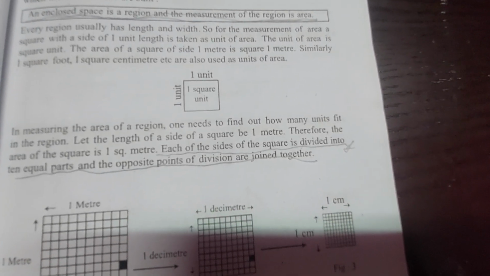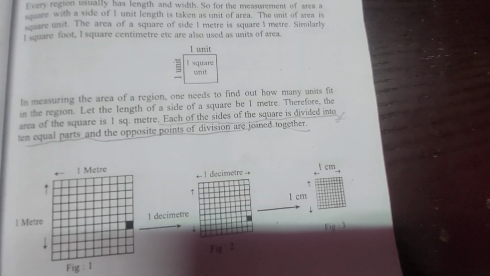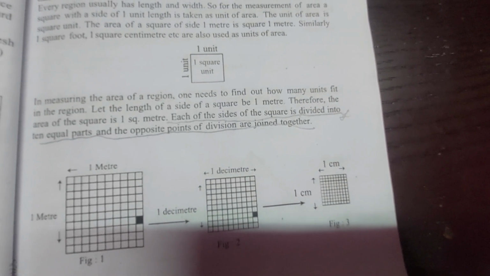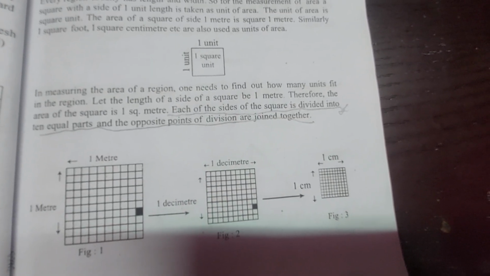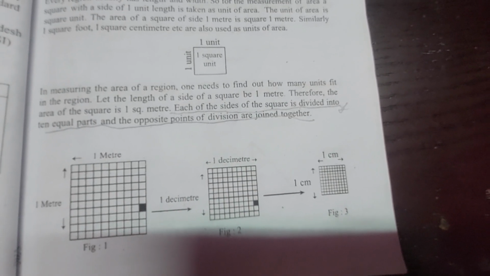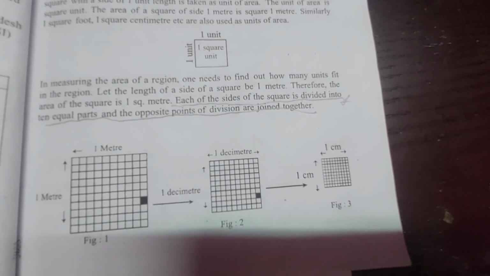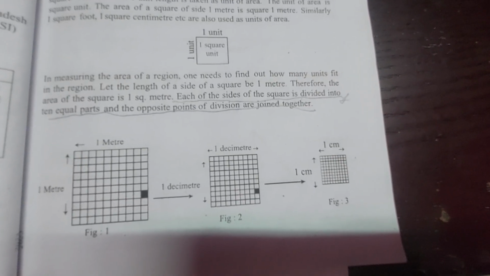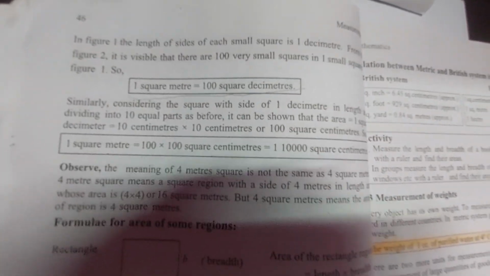So that's the figure. In measuring the area of a region, one needs to find out how many units fit in the region. Let the length of a square be 1 meter. Therefore, the area of the square is 1 square meter. Each of the sides of the square is divided into 10 equal parts, and the opposite points of the division are joined together. So that's the figure. The explanation is on the next page, so we are going to listen to that.